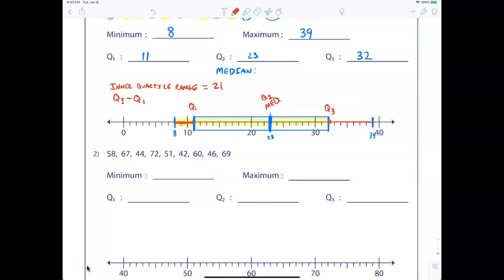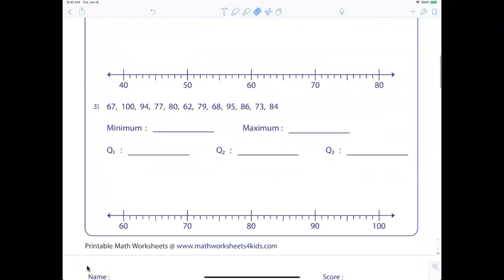Now, I'm going to try to see something. 1, 2, 3, 4, 5, 6, 7, 8, 9. 1, 2, 3, 4, 5, 6, 7, 8, 9, 10, 11, 12. Okay, I'm going to show you how to do number 3 now because that has an even number of data points. All right, so an even number of data points is a little bit different. So let's look at this.